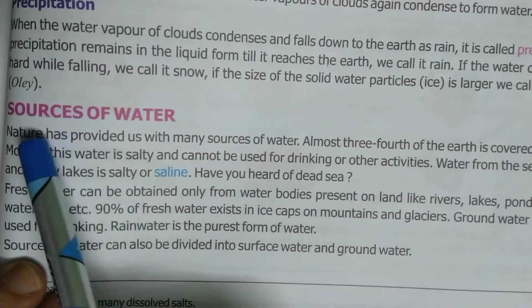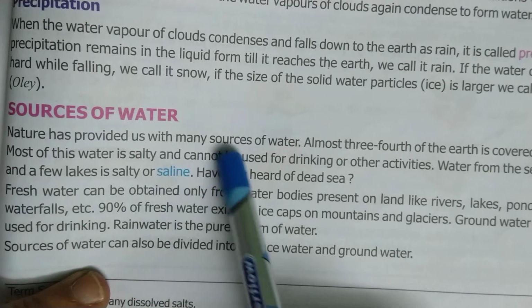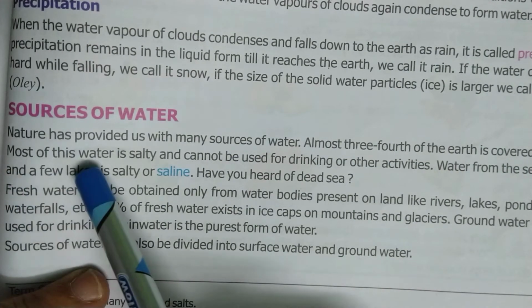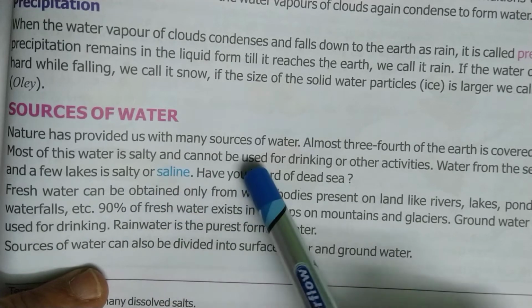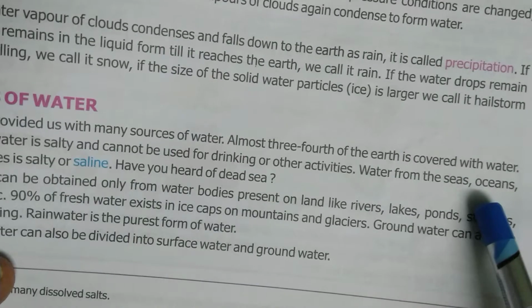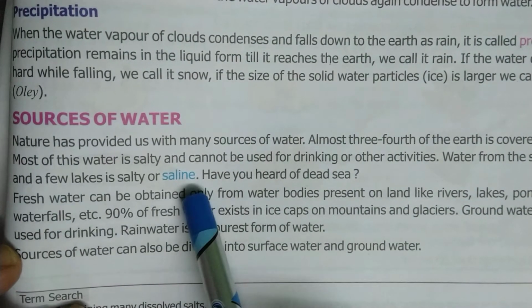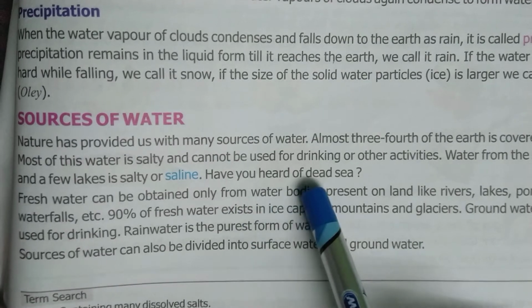Now, sources of water. Nature has provided us with many sources of water. Almost 3/4 of the earth is covered with water. Most of this water is salty and cannot be used for drinking or other activities. Water from the seas, oceans, and a few lakes is salty or saline. Have you heard of the Dead Sea?